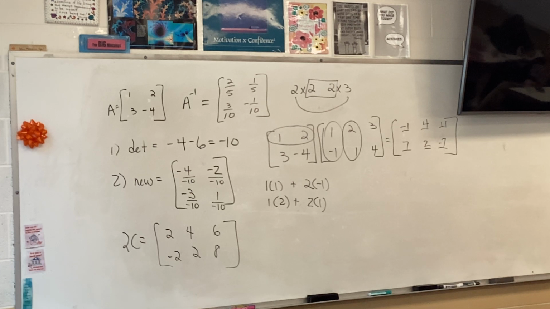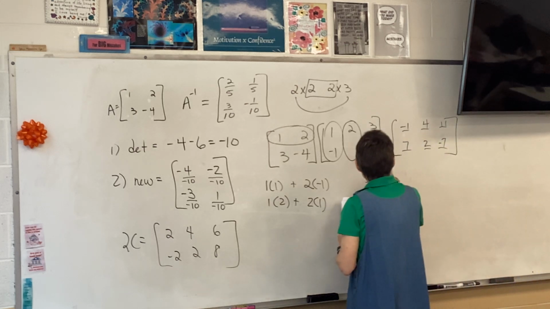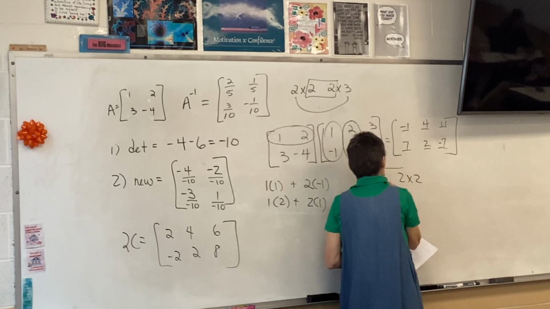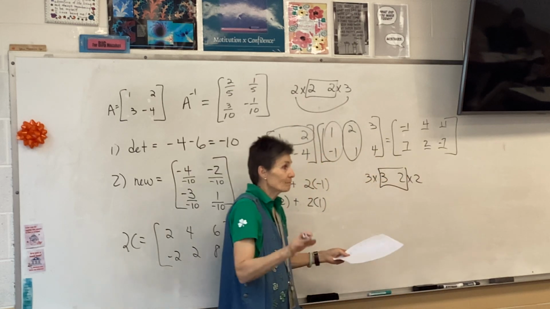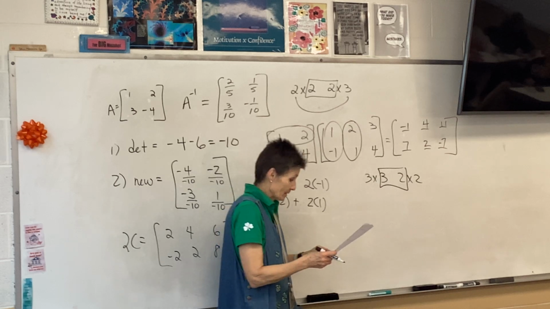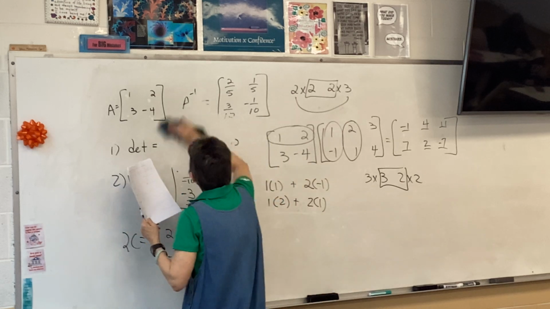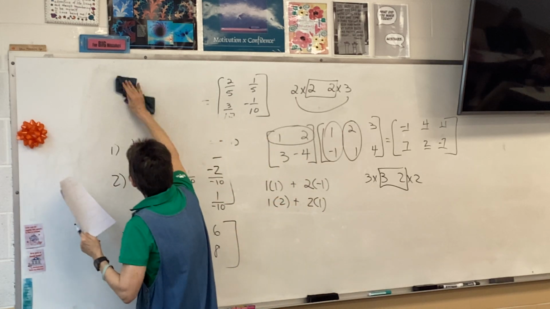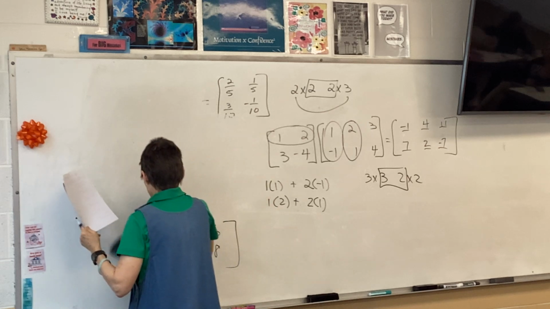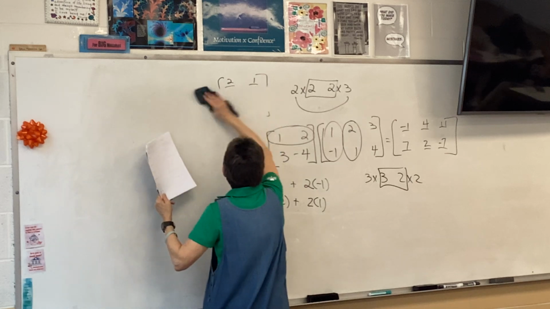How about B times D? No, Kate's shaking her head no. The dimensions of B, 3 by 3, and the dimensions of D, 2 by 2, these don't match, can't do it. How about 2D minus A? Is that doable? Kids, 2D minus A, doable?